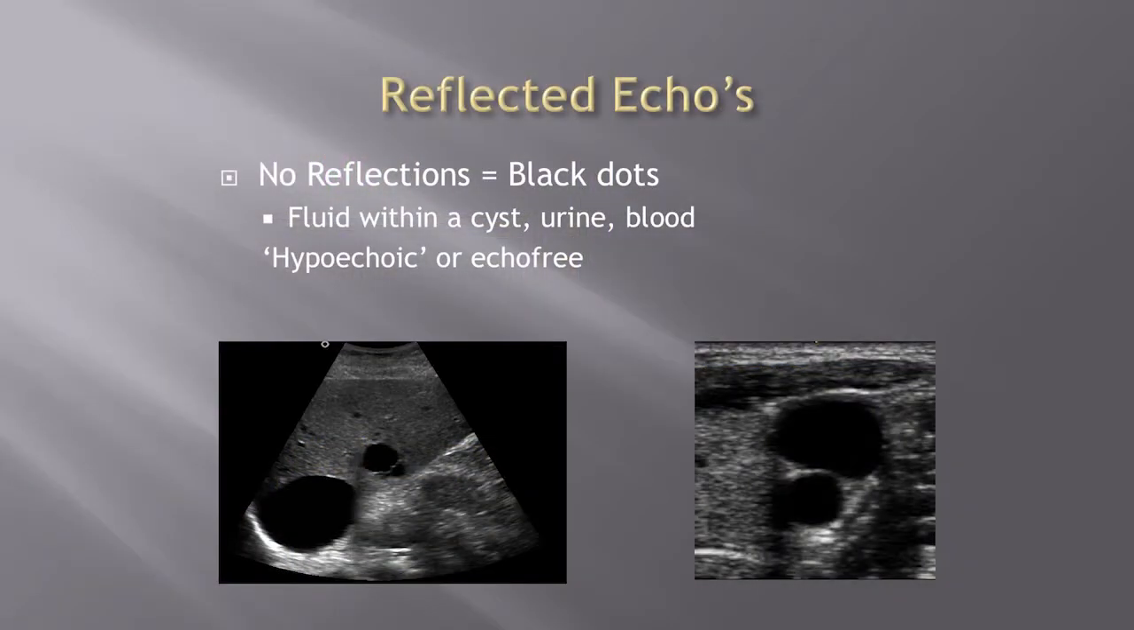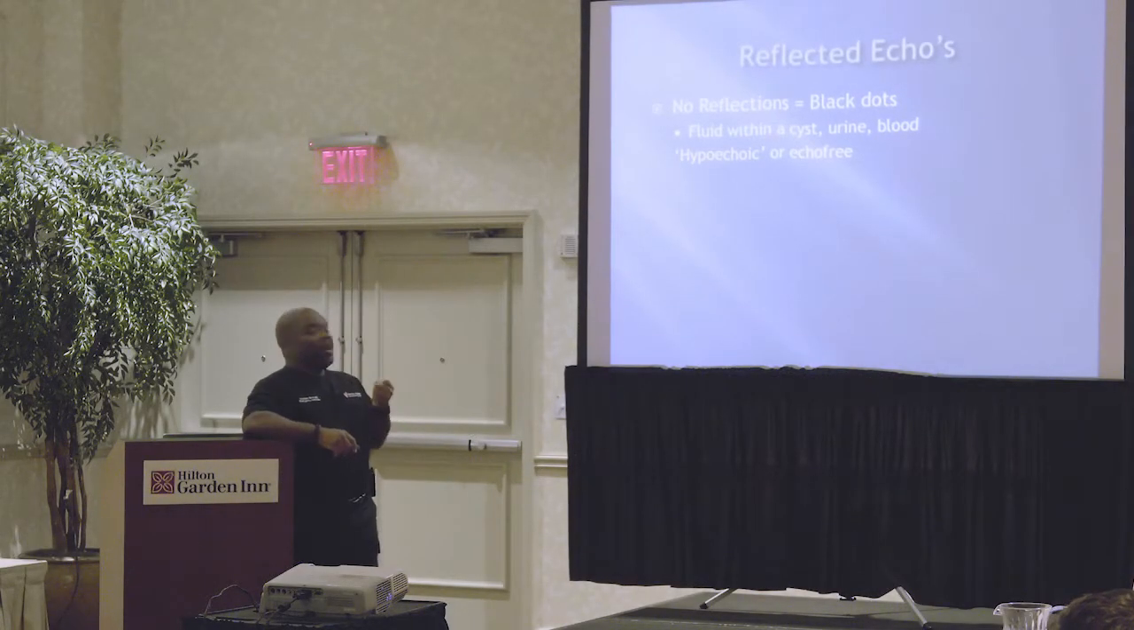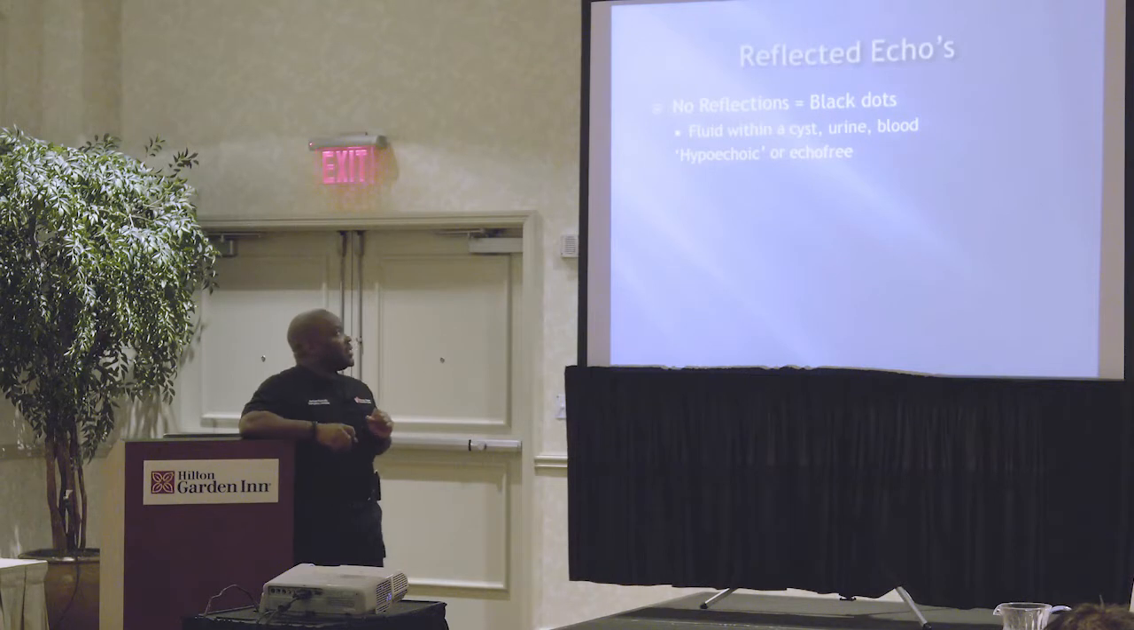And then of course, next we're gonna get reflected echoes, all right? So if nothing is reflected, we're gonna get a black dot. That's gonna be your fluid, all right? Again, not all fluid is the same, okay? Urine, bile, blood, they'll all look about the same level of gray dots. But if one were to have an abscess that is nice and thick, you know those ones that you drain and you just shiver because it's amazing, all right? Nice, big, thick pus. Or if you have clotted blood, it's gonna be a different shade of black. It's gonna be a little grayish blackish, all right?